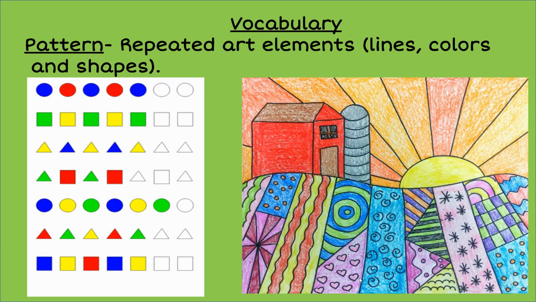Our next vocabulary word is pattern. Repeated art elements like lines, colors, and shapes create patterns. Let's look at the examples on the left and notice that we see a lot of geometric shapes and we also see colors.